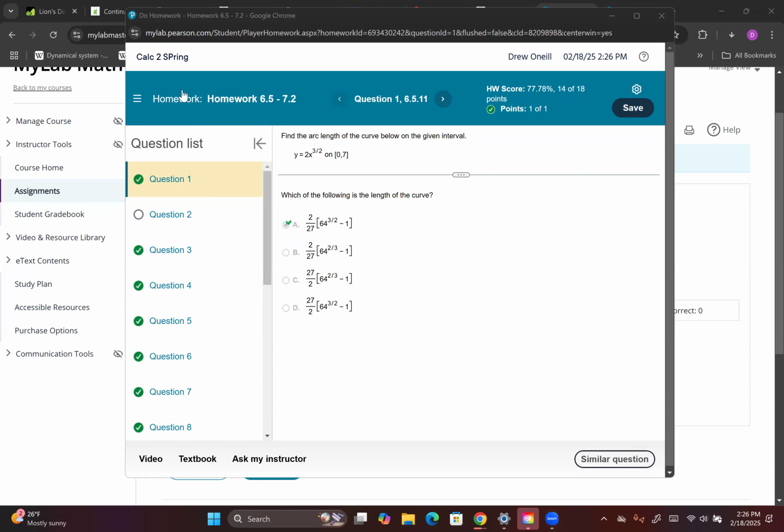So from the book, the formula to find arc length is given by the antiderivative from the endpoints a to b of the square root of 1 plus dy dx squared. So that's what it looks like. Let's talk about arc length.